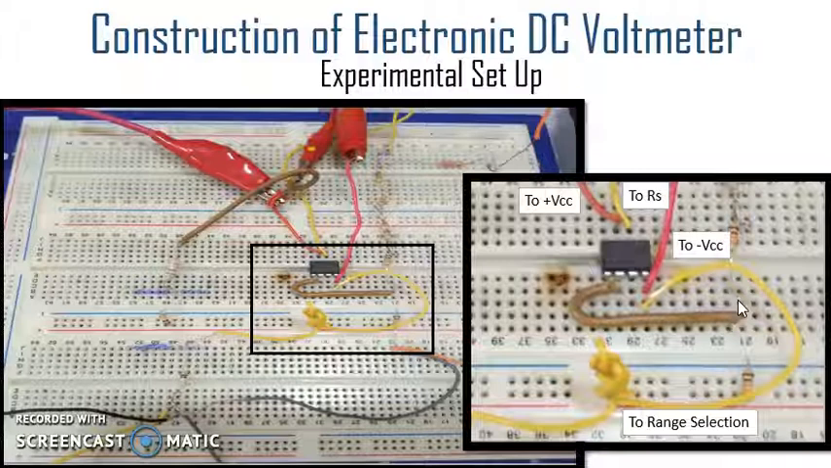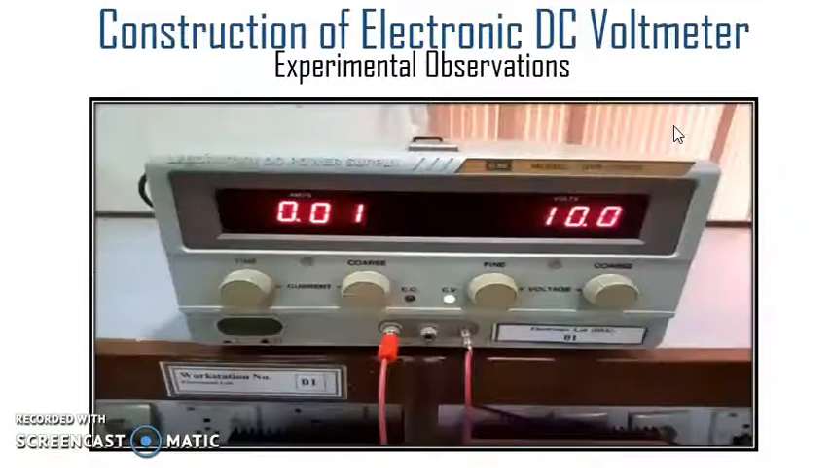This is another closer view of the circuit. So you can see the pins 1, 2, 3, 4, 5, 6. We are getting the output across pin number 6, and this goes to the RS, that is 33.2 kilo ohms. This particular wire is to minus VCC, this one is to plus VCC. This yellow wire is the range selection wire, which is to be connected to different ranges, that is 1 volt, 5 volt, and 10 volt correspondingly.